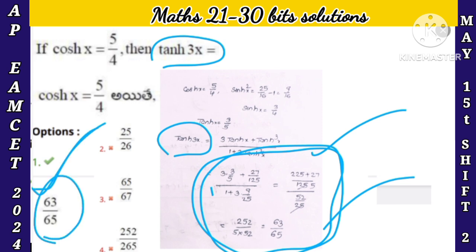That is nothing but the first option. Very easy question. Simply write the formula and substitute the values. To solve this question, you have to know this formula.